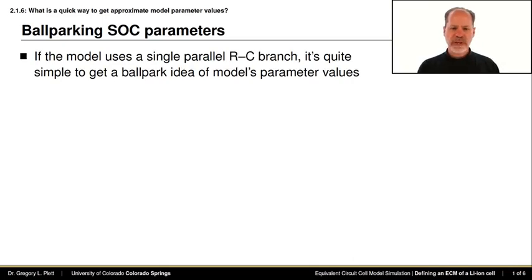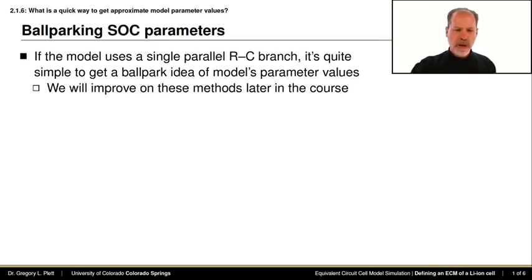So in this lesson, you will learn a simple method to find approximate model parameter values when you're using an equivalent circuit model that has a single resistor capacitor branch in it. The method does not work with a more complicated model, such as one that has multiple resistor capacitor branches, or some of the other features that you'll learn about later this week.